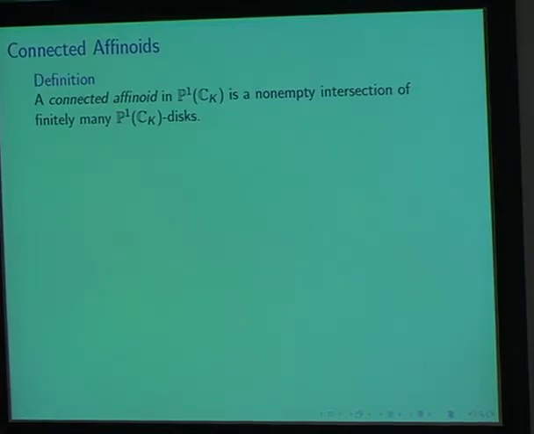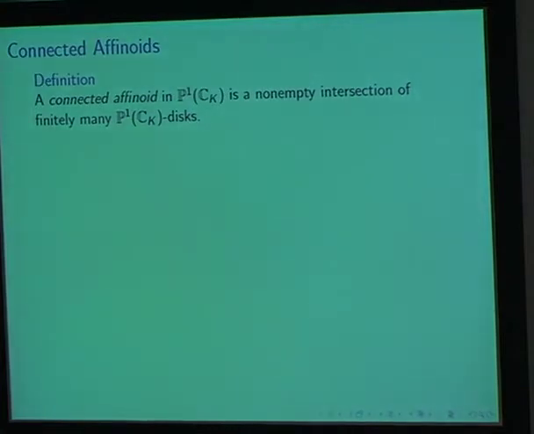All right, but disks aren't enough. So more generally, I want to talk about these things called connected affinoids. A connected affinoid is simply a non-empty intersection of finitely many P1 disks. Or probably the better way to think about it is to take a disk, more generally a P1 disk, and punch finitely many disks out of it. So for example, an annulus, which is one disk with a smaller disk removed. But you might have 7 smaller disks removed. So some circular piece of Swiss cheese, basically.